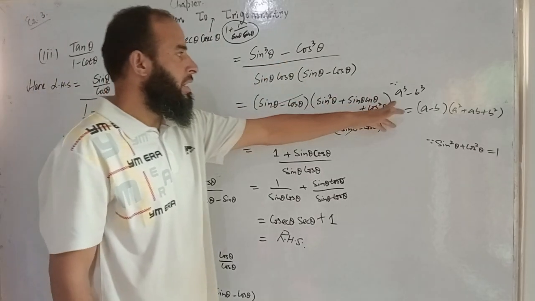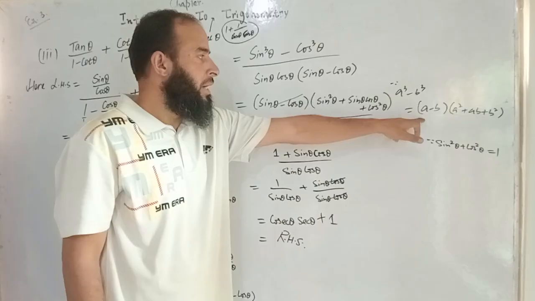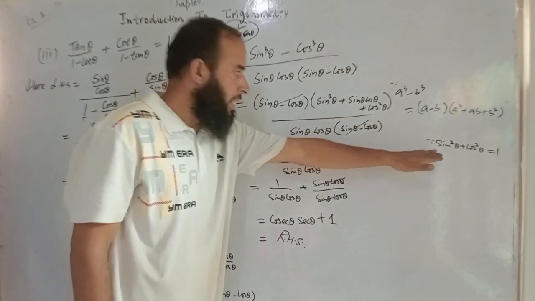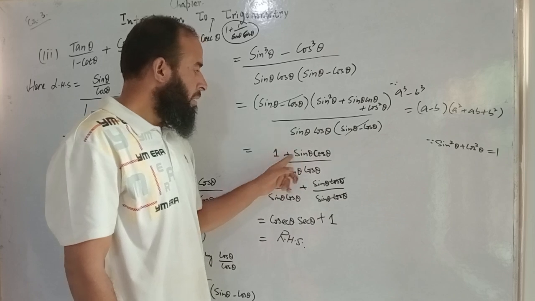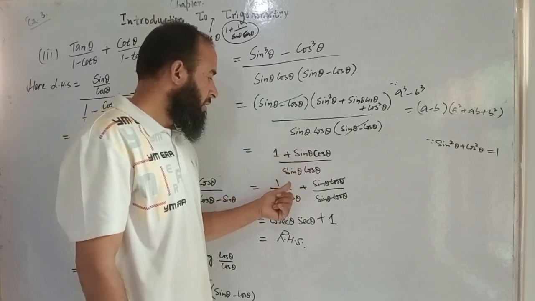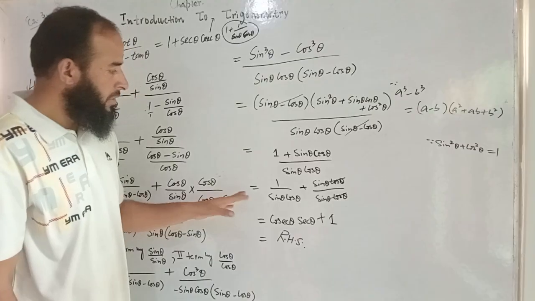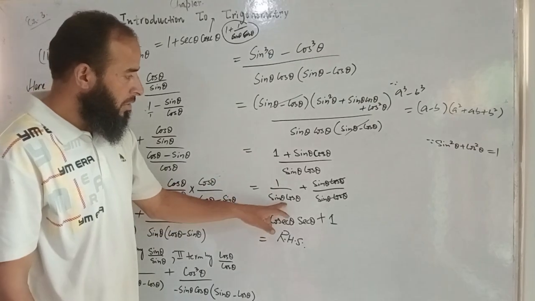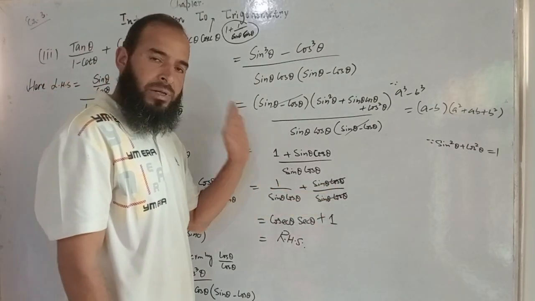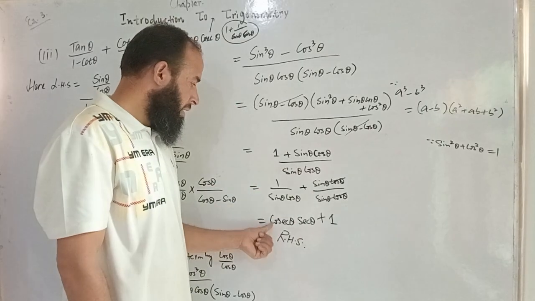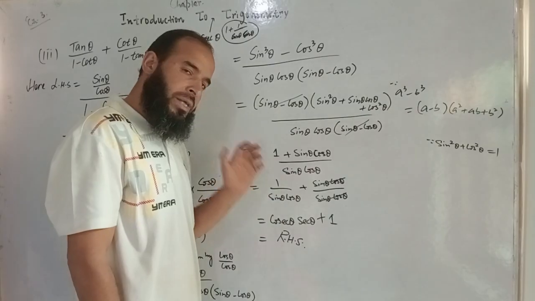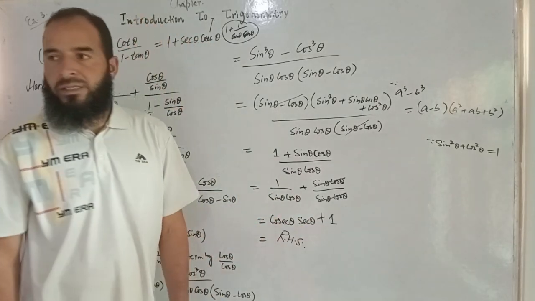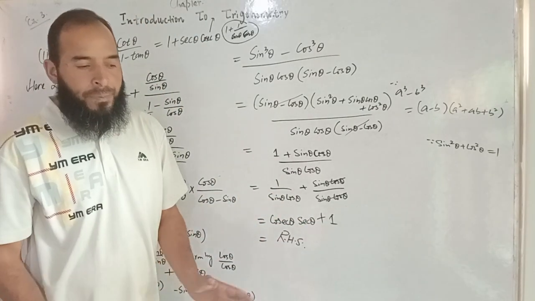So we use here the identity a cube minus b cube, that is equal to this. We use another identity, sin square theta plus cos square theta is equal to 1, plus sin theta cos theta upon this. So let's distribute the denominators. It is 1 upon sin theta cos theta plus sin theta cos theta upon sin theta cos theta. It gives us 1 upon sin theta will be cosec theta, 1 upon cos theta will be sec theta, plus 1, and that is our right hand side.